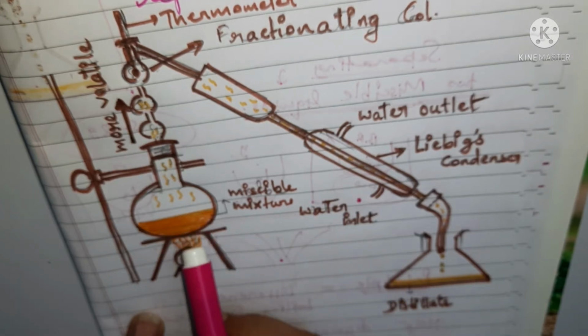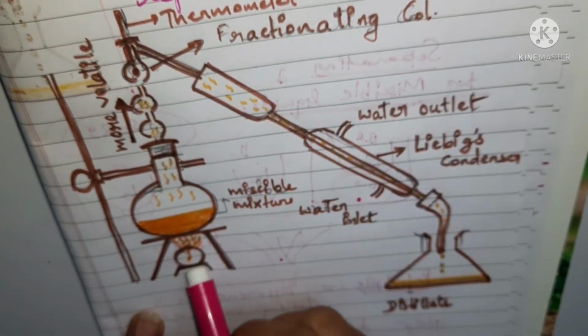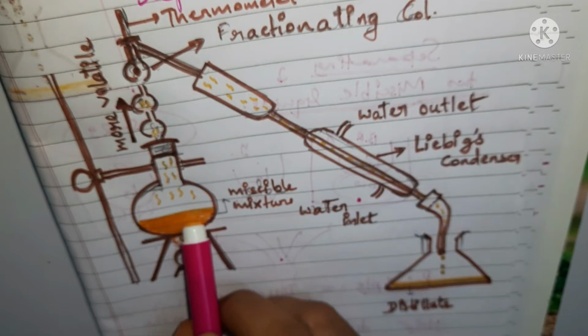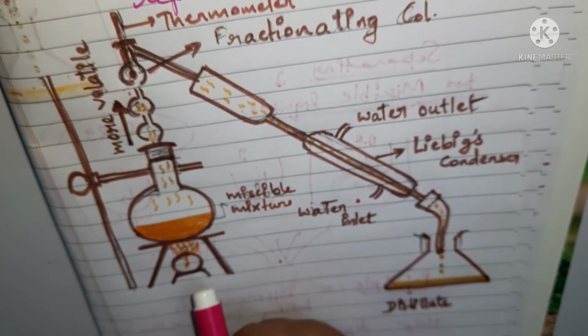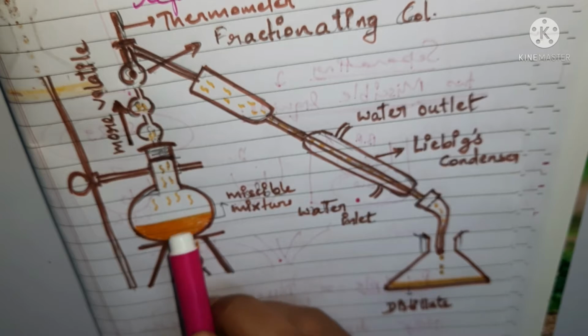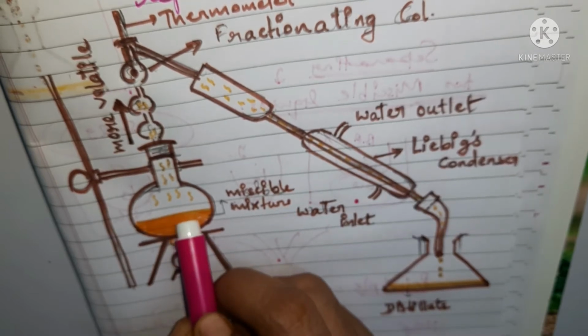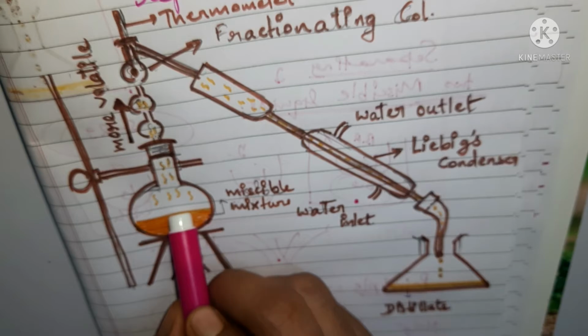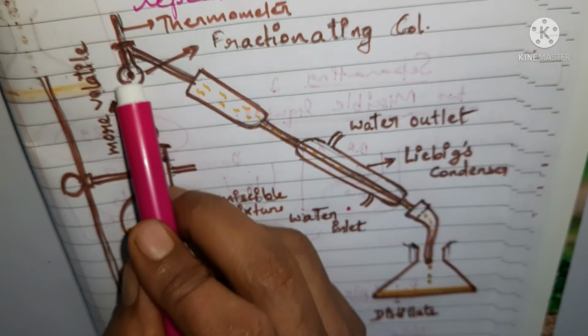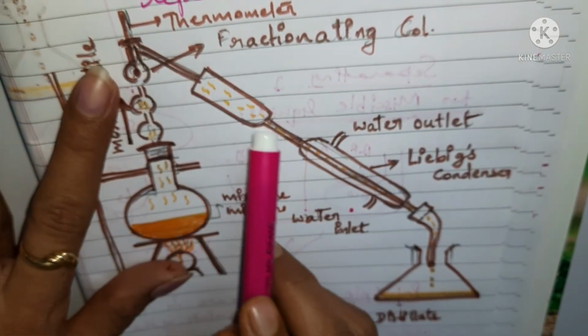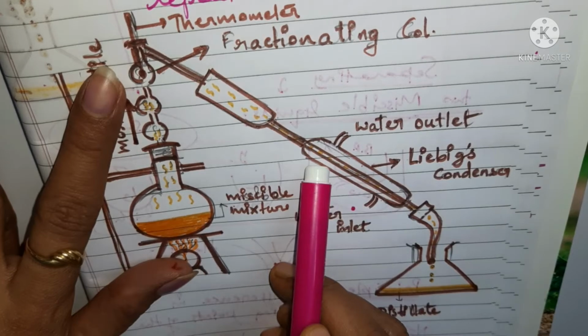It is attached in such a way that once heat is applied here, the mixture having two liquids will behave differently. The liquid with the higher boiling point will remain back, and the liquid with the low boiling point will start changing into vapor form and move up. As soon as it moves up, it is allowed to pass through this setup.